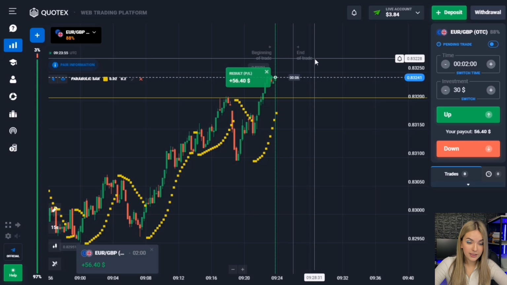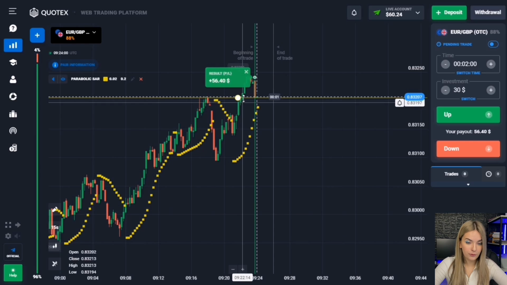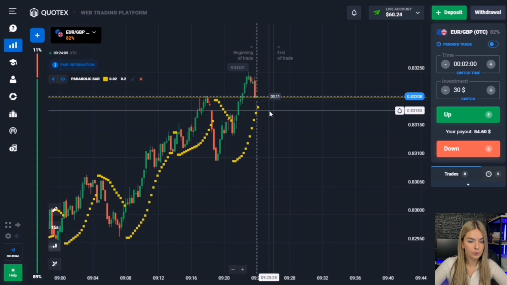Excellent, guys, the price really continued its upside movement and this level was broken. We get a confident profit. The indicator also suggested a good entry point and helped to determine further price movement. Let's move on to the next situation.